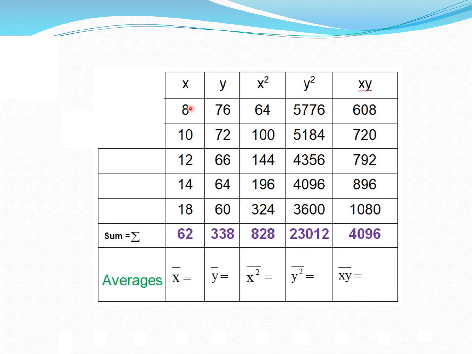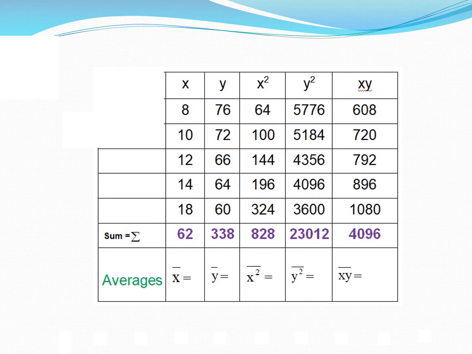Our next task is that we've got the tables now: the x numbers, the y numbers, the x squared numbers, the y squared numbers, the x times the y numbers. The next thing we do is total up each column of numbers. That's the symbol for the sum, or the total. The total of the x numbers is 62. The total for the y numbers is 338. The total for the x squareds, 828. The total for the y squareds, 23,012. The total for the xy's, 4,096. So we have our 5 different sets of data, and we get the totals of them.